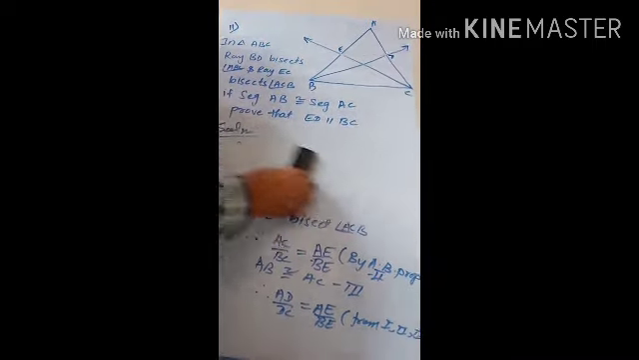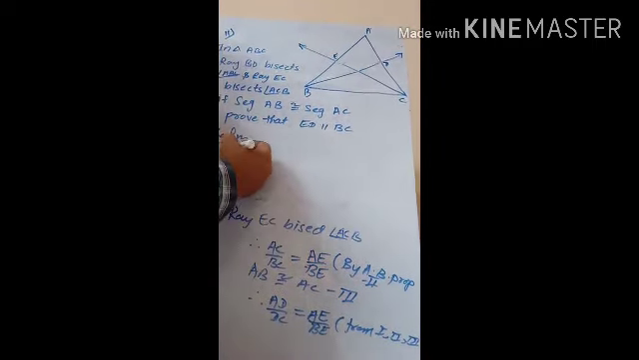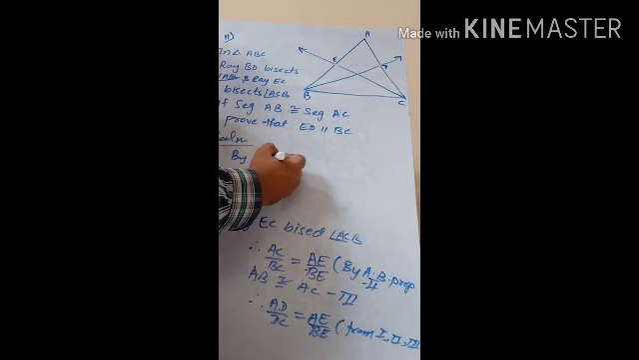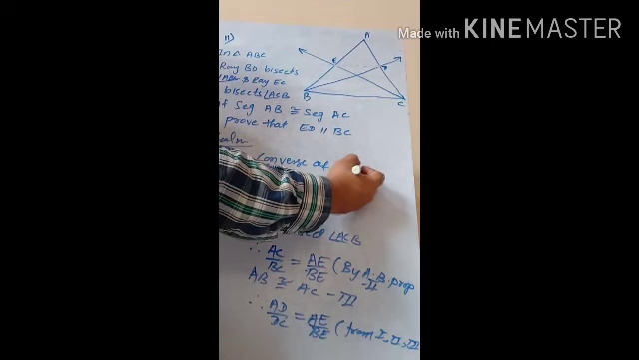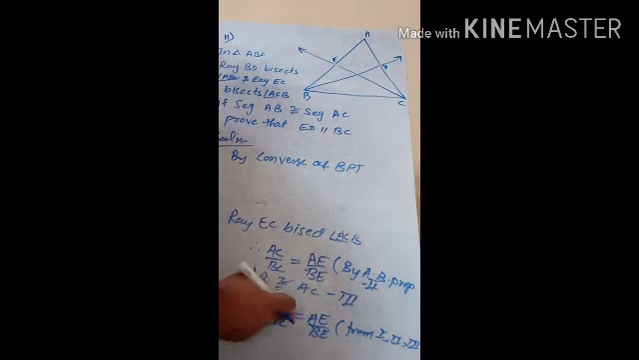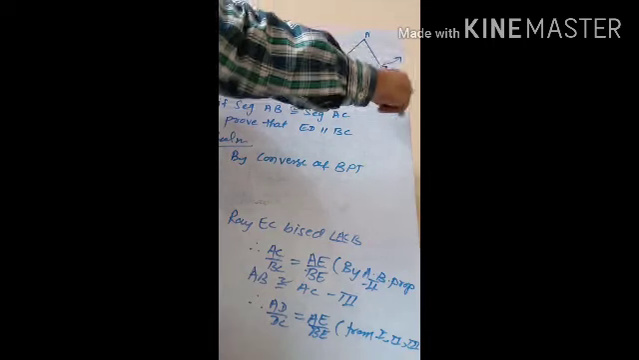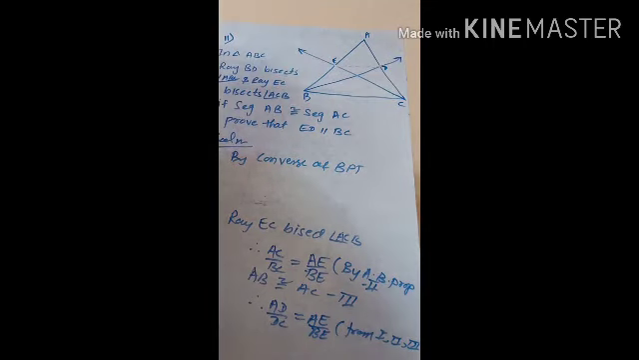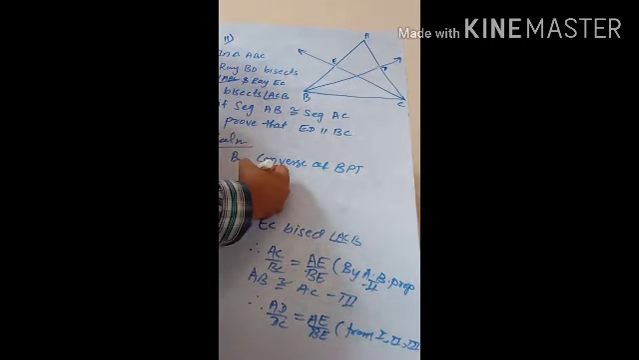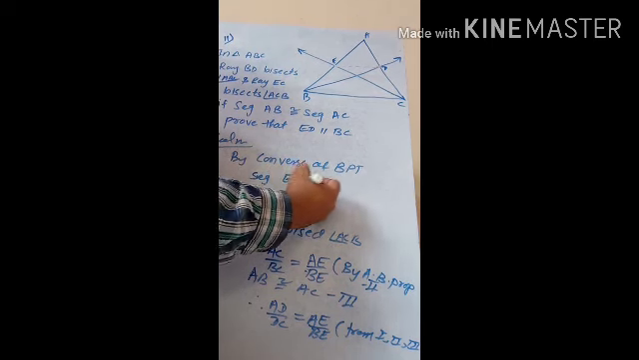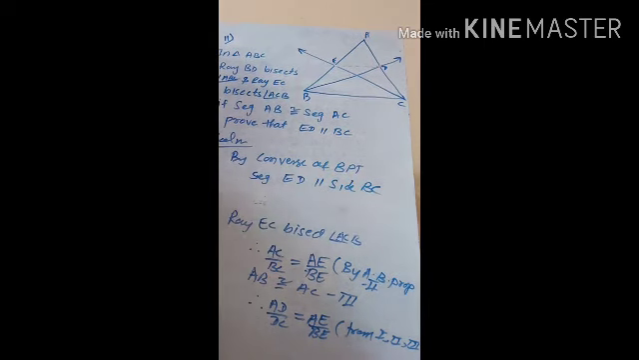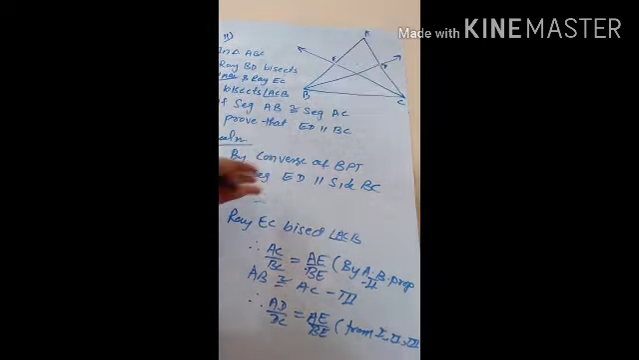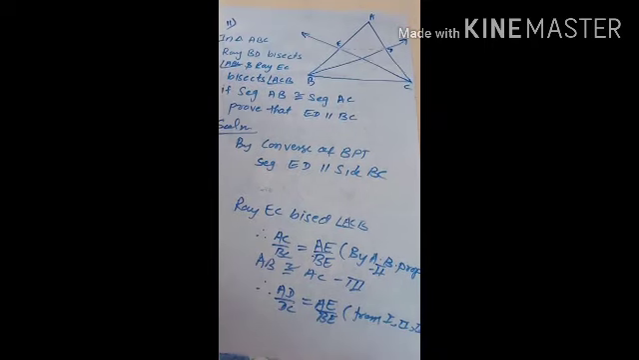Now what I write? By converse of BPT, AD upon DC is equal to AE upon BE. By converse of BPT, segment ED is parallel to side BC. So it is proved.